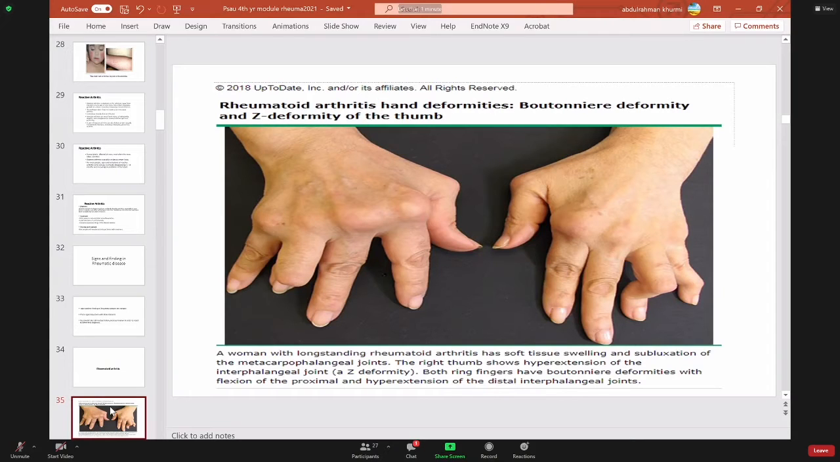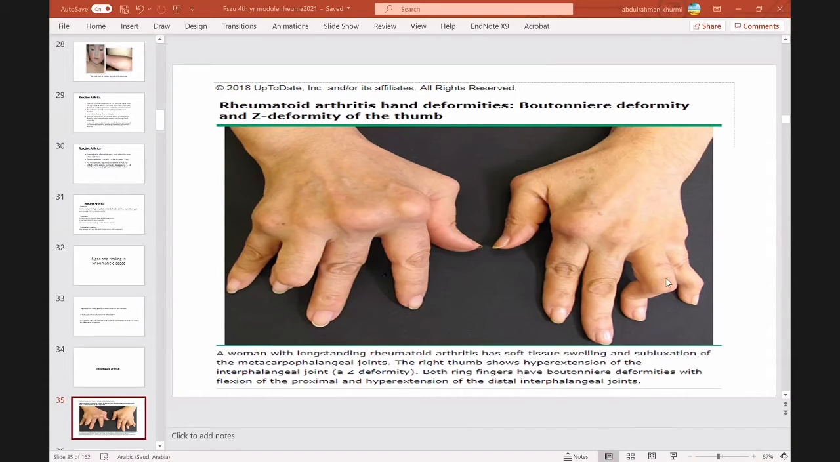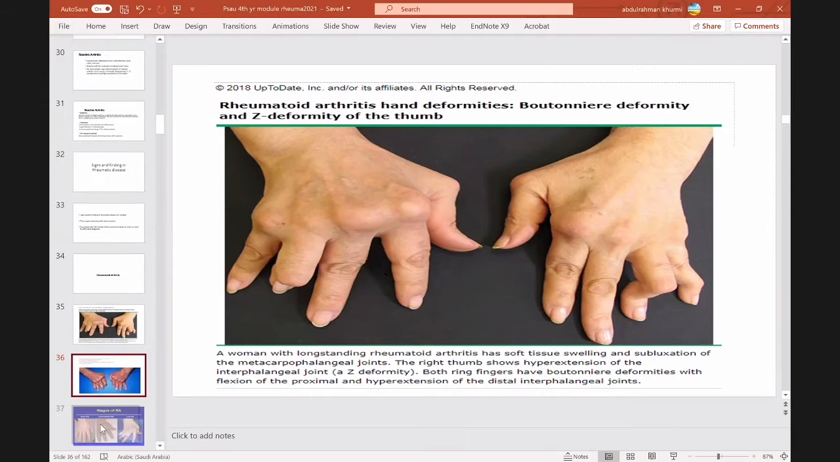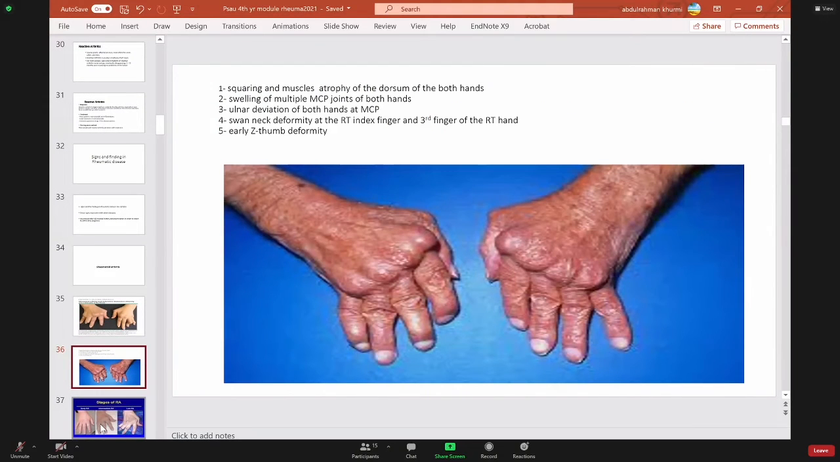Deformities. So you can see this is boutonniere deformity, and here you can see swan neck, which is more obvious here. This is boutonniere, and this is swan neck deformity. Swan neck deformity. Okay?